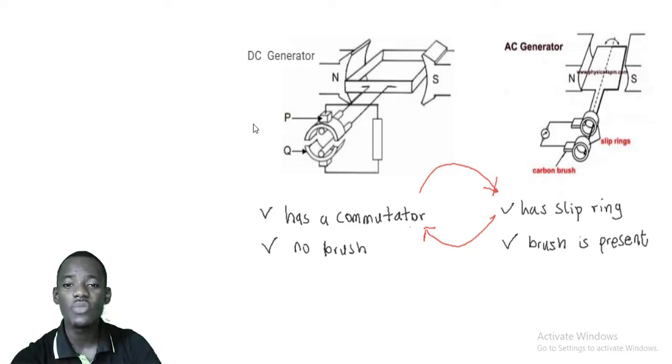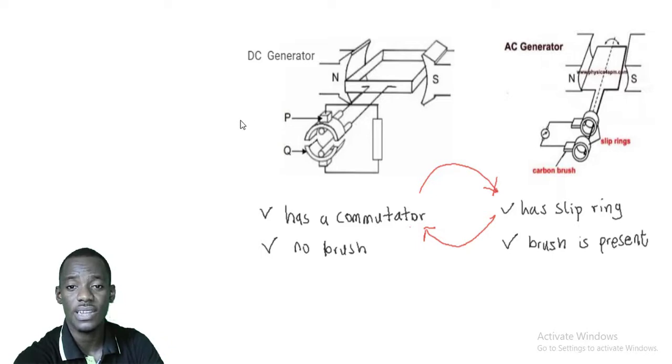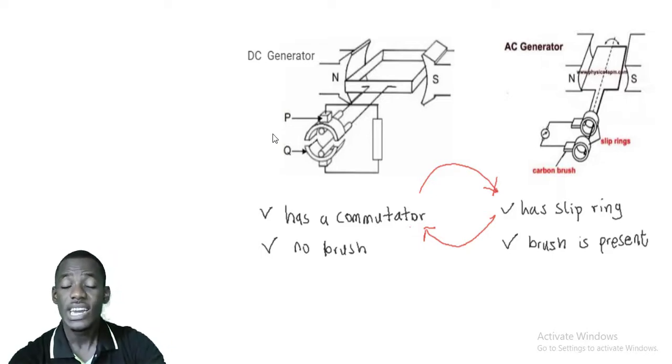Then one other difference between AC and DC is the brush. In a DC there is no brush, but in an AC brush is present. And the work of the brush is to help connect the wire to the commutator or to the slip ring.